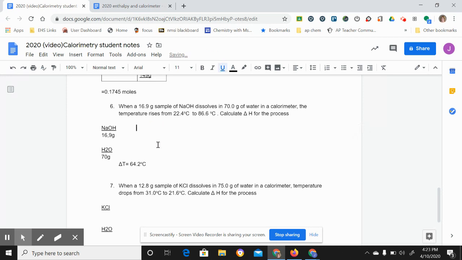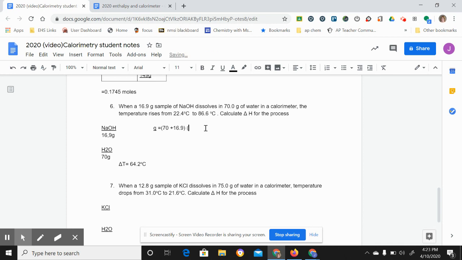So that's all I know in that problem, but we need to find our delta H. So we need to now find our Q value. So Q, which is our heat in joules. Q equals our mass. What is our mass in that calorimeter? So we have to add our 70, that's what's in our calorimeter, plus our 16.9. And that is our mass.